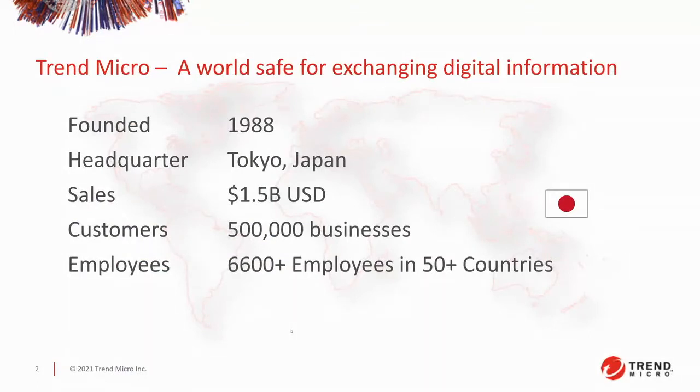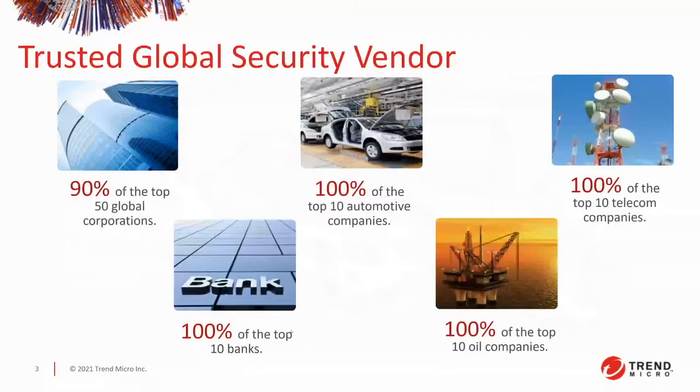Trend Micro is a world safe for exchanging digital information. Founded in 1988. Actually, it is 1 year younger than me. Headquartered in Tokyo, Japan. The company value is 1.5 billion US dollar. We have around 500,000 customers around the globe, 6,600 plus employees in 50 plus countries. So this is in general how Trend Micro is presented globally.